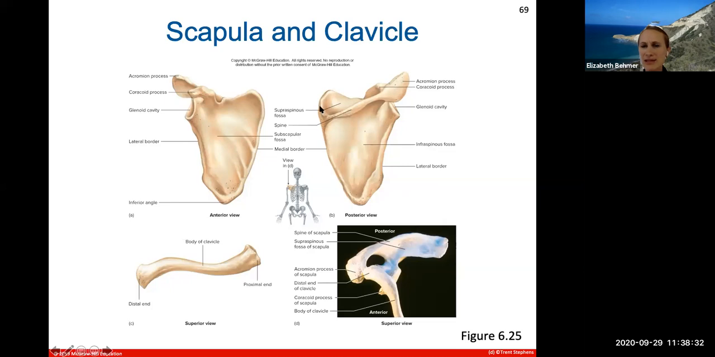The scapula has borders to it. This is the medial border. It'll be closer to the midline. The lateral border will be further on the lateral side. And then you have fossae, which are depressions. A supraspinous fossa is a depression above the spine. The infraspinous fossa is below the spine. And if you look at an anterior view of the scapula, so looking at it from the front, it has a subscapular fossa on the front side of the scapula.